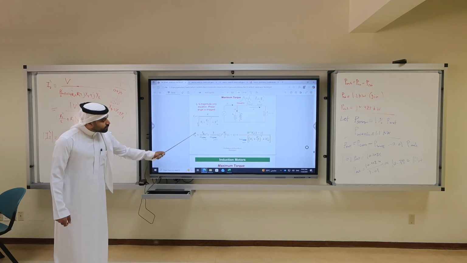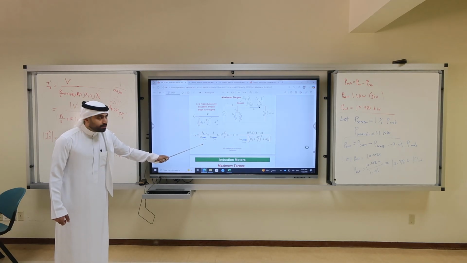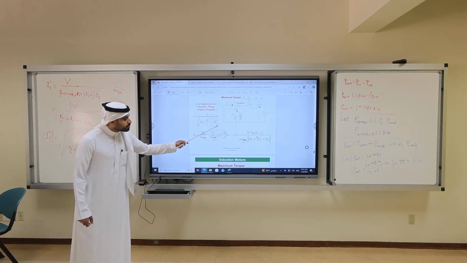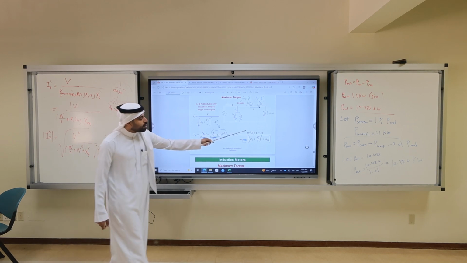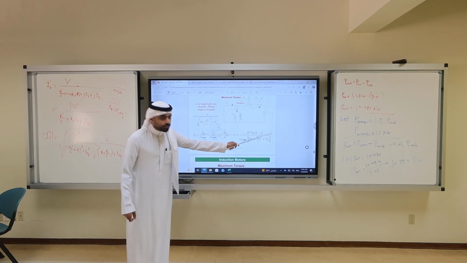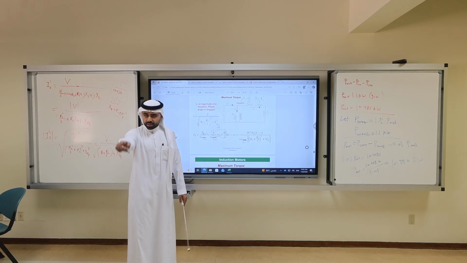So torque developed is P converted over omega M. The P converted is P gap, this is PG, over omega M times 1 minus S. If you plug the numbers, you will have 3V square R2 (1 minus S) over S times omega M plus this complicated number. Is it clear now?